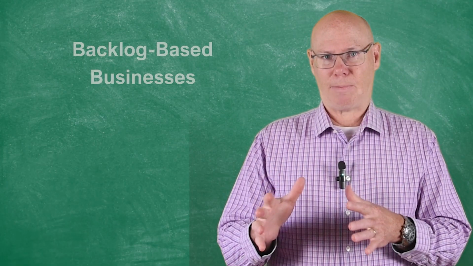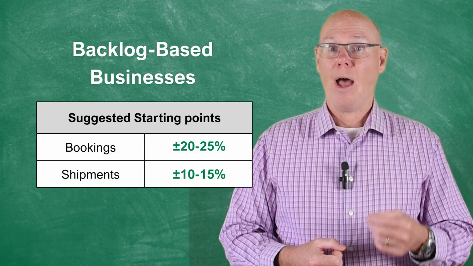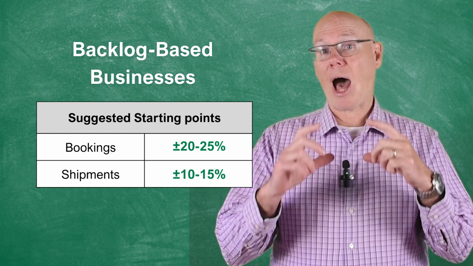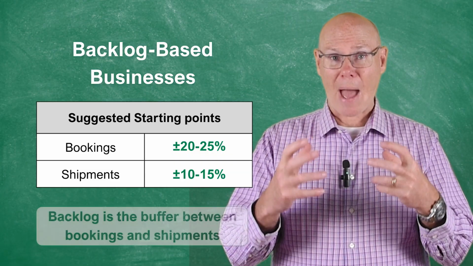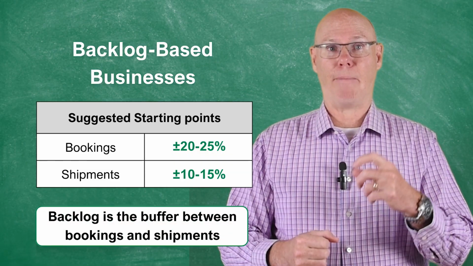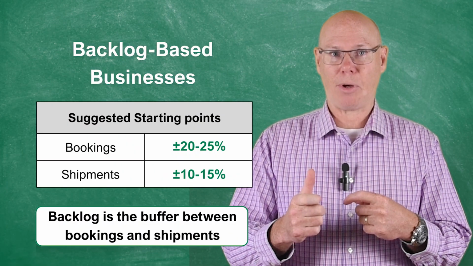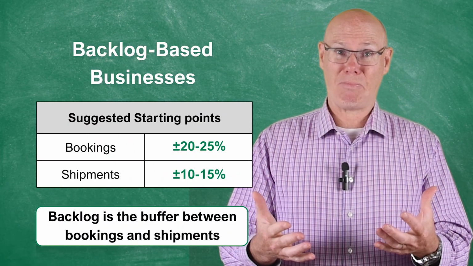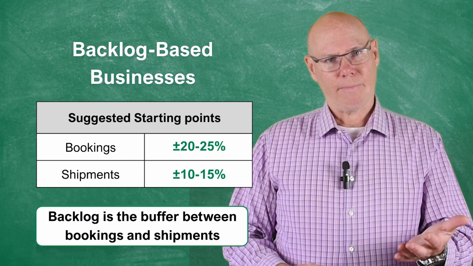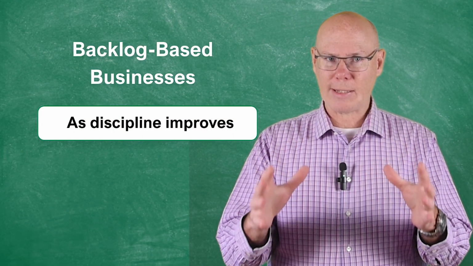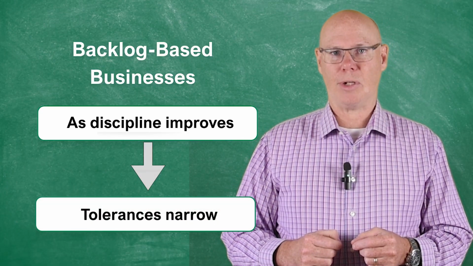In backlog-based businesses where orders are booked in one month and delivered in subsequent months, I will typically recommend a higher tolerance for bookings than for shipments. Why? Well, the backlog provides a buffer between our bookings and shipments, so we can absorb some of the variability in bookings with our backlog. So the tolerance doesn't need to be as tight. Over time, as your process matures and the organization builds discipline, you can begin narrowing those tolerance bands and bringing the gaps closer together.